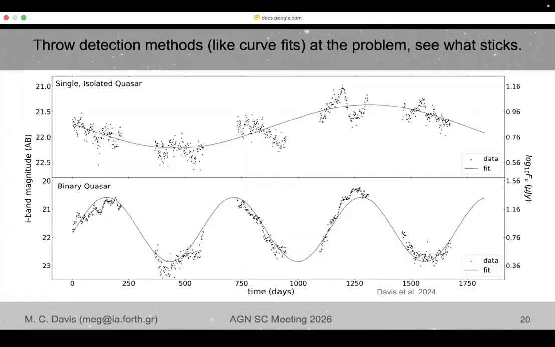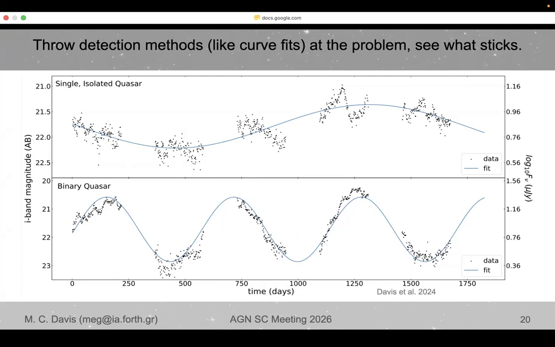So once we have data, then we get to start throwing detection methods at all of those millions of light curves. This is an example of very simple sinusoidal curve fits. I'm talking 3 lines in Python, LM fits. We shouldn't just be applying sinusoidal curve fits to everything, because astrophysicists like to do that. On the top, we have a single isolated quasar. If you close one eye and squint a little bit, yeah, there could be a long period in that light curve. And on the bottom, we have a true binary light curve. Detection methods like these.